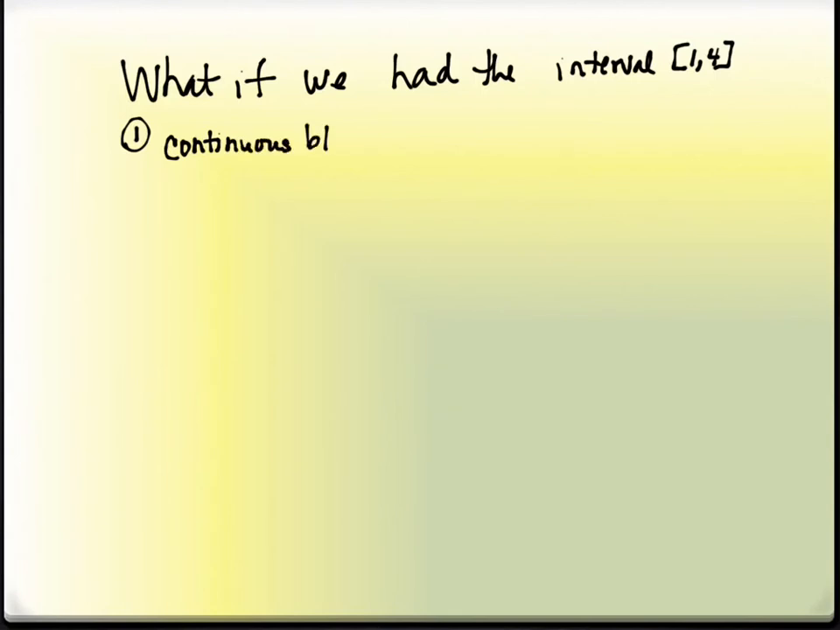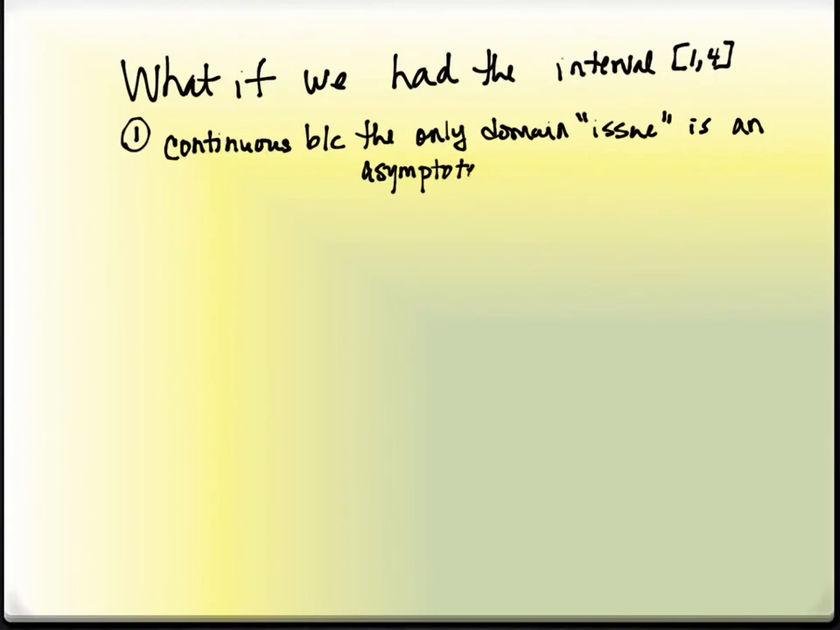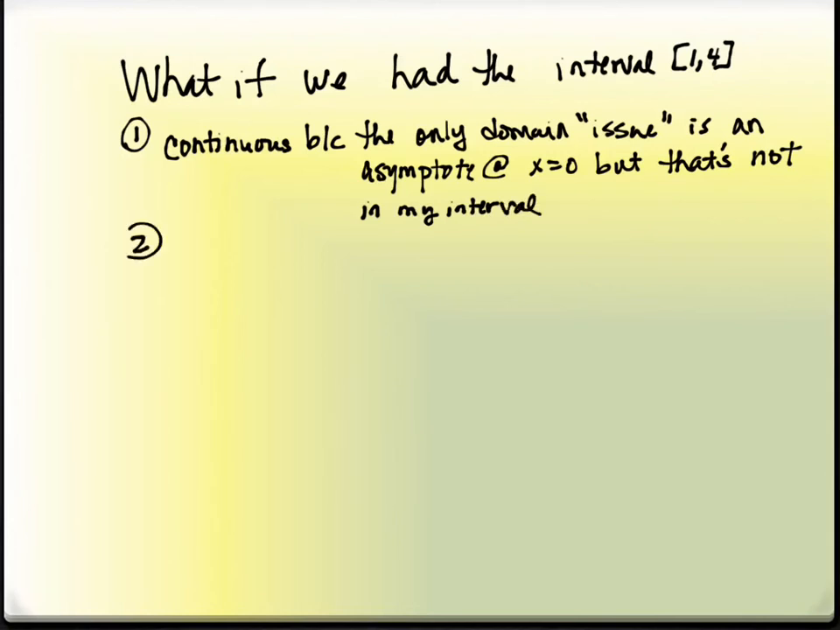And it's continuous because the only domain issue, we'll call it an issue, is an asymptote at x equals 0, but that's not in my interval. It is a long explanation. I won't make you write it again.